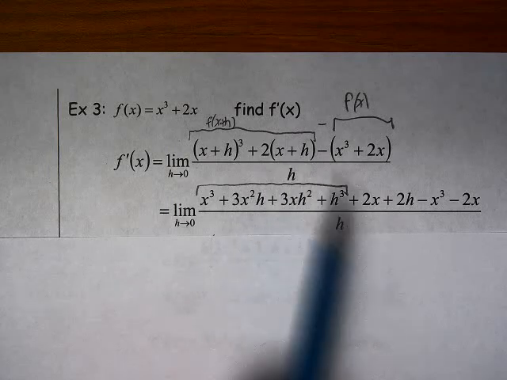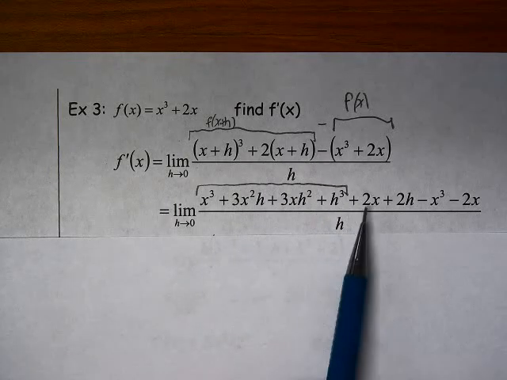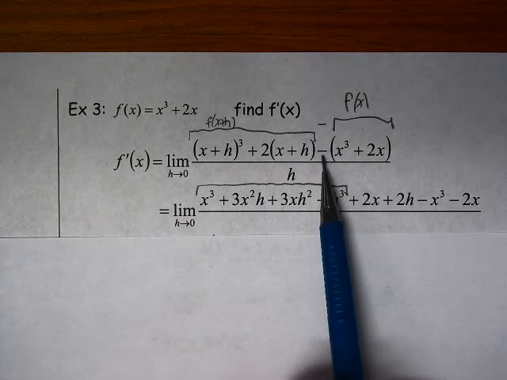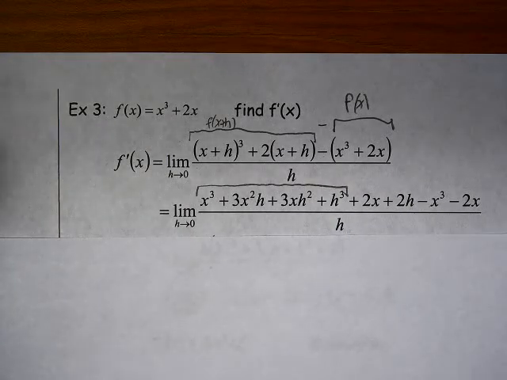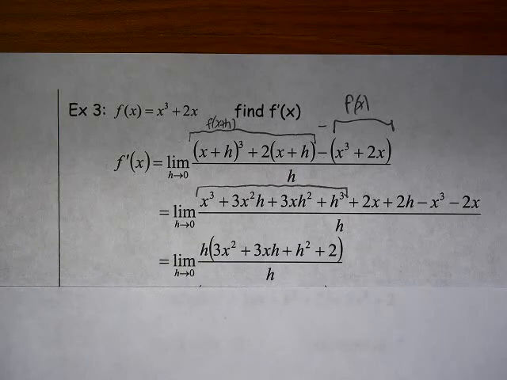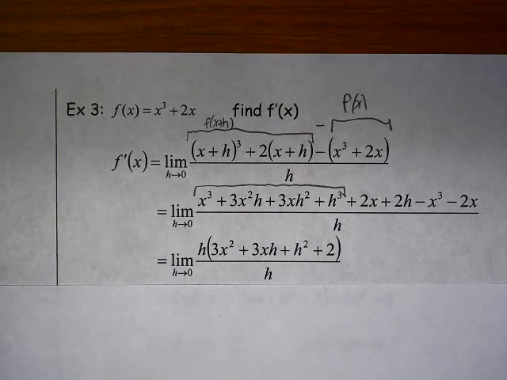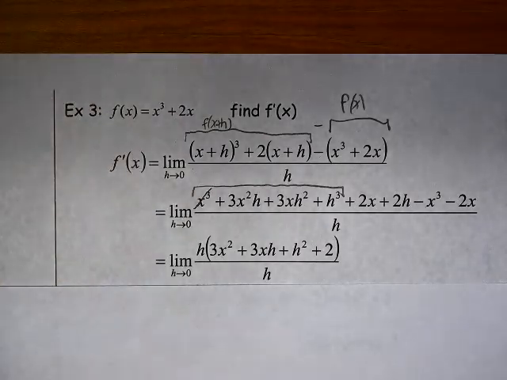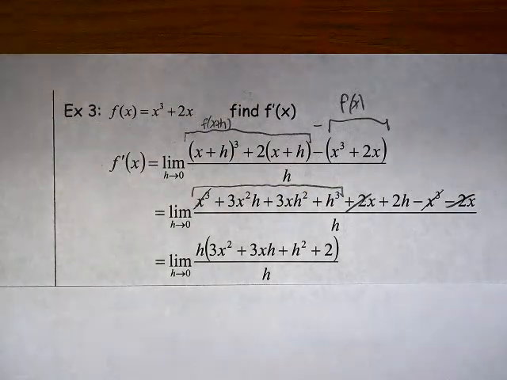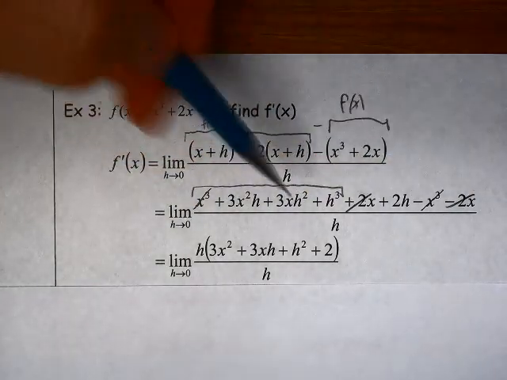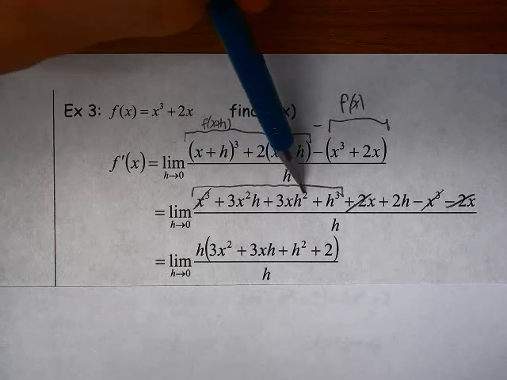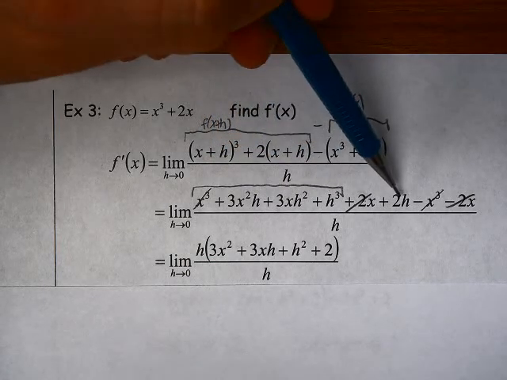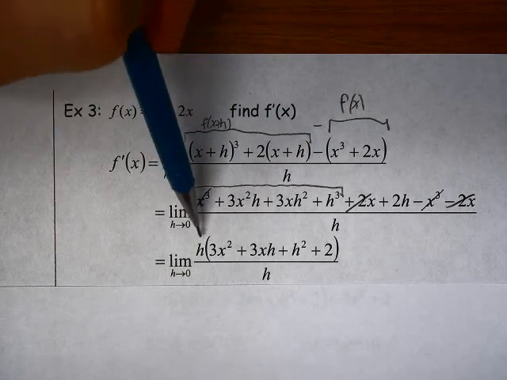And then here I just distribute the 2 to the x and the h. I get 2x plus 2h, and then I distribute this negative sign, minus x cubed minus 2x. So we've done the hard work now. Lots of those terms cancel out. I have, let's see, x cubed minus x cubed. I have plus 2x, minus 2x, they cancel out. So I have 3x squared h, 3x h squared, h cubed, and 2h. All of which I can factor an h out of.